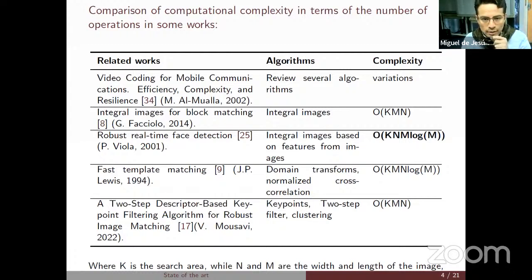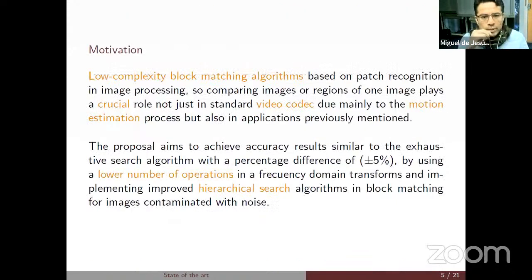one of the most important, where number 3 is robust real-time face detection with a computational complexity, number of operations, of O(K·N·M), or N·M multiplied by the log of M. In this case, K is the search area, while N and M are the width and the length of the image, respectively. So this is the algorithm to get better improvements.